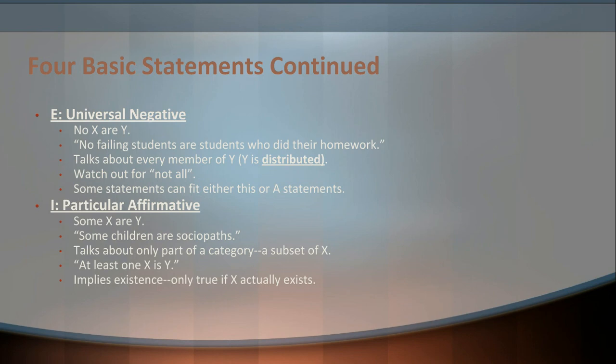In the original version, if I say not all soccer players are good actors, I'm not really saying that no soccer players are good actors. There could be one. There could be a particular player who's really good at faking getting hurt or something like that. So just the fact that in ordinary language something says not all X, that doesn't mean you should automatically translate it as an E statement. You shouldn't automatically go for that universal negative. It might also fit into some version of an A statement.